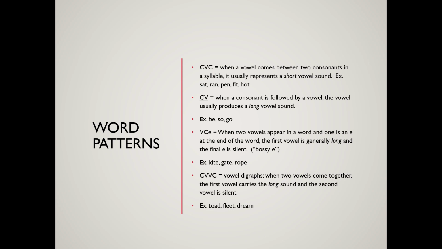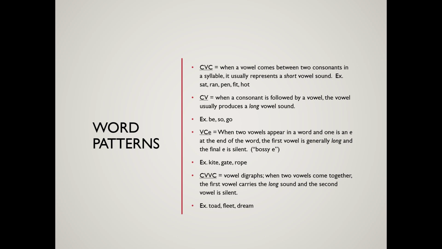CV words, when a consonant is followed by a vowel, create the long vowel sound in that word. You hear words like go or so. Then we have vowel consonant E, bossy E or silent E, however you learn that. You could use either one of those. The bossy E just shows the students that E makes everything happen. It's bossing every other letter in that word around. Or you could call it the silent E if you've taught your students that it just makes that vowel say its name.